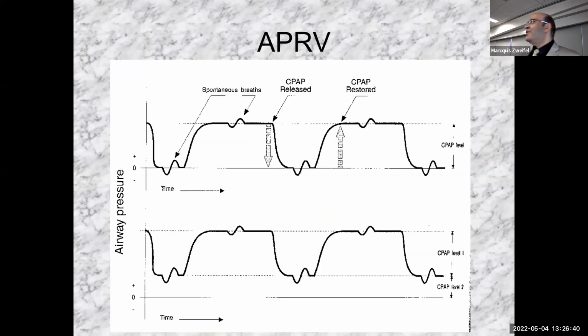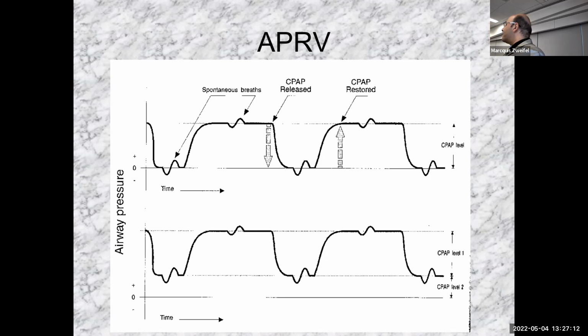APRV, I'll go quickly for the sake of time, but APRV is simply a pressure mode, pressure targeted mode, but it has two pressures, as if it's two CPAP pressures. And we call them high and low. We don't call them inspiration and expiration, and I'll tell you why. So high and low. When you order, you have 4 parameters you need to order: pressure high, pressure low, time high, time low.